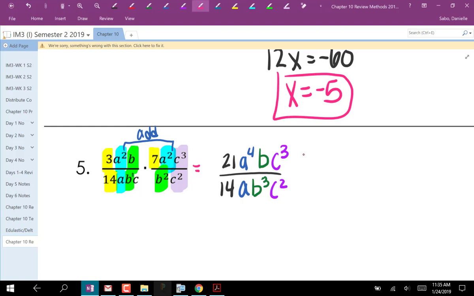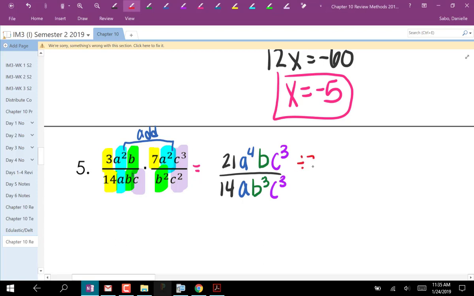Yes, but what would you say? What was the other one, though? 7. It's going to be 7. So they brought up a good topic here. I missed one. Thank you. I need you guys. C squared times c gets me c cubed. I didn't even see that guy there lurking. Thank you. Okay, so you're right.